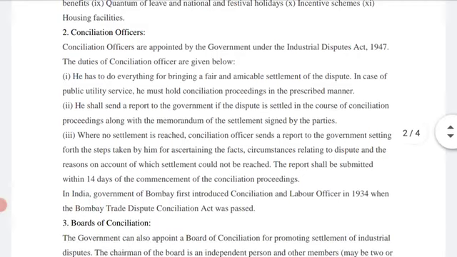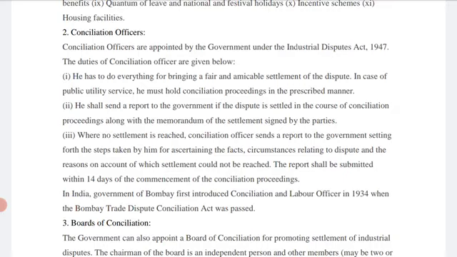Where no settlement is reached, the conciliation officer sends a report to the government setting forth the steps taken by him for ascertaining the facts and circumstances relating to the dispute and the reasons on account of which settlement could not be reached. If this conciliation officer is not able to resolve the conflict between employer and employee, then also he is supposed to forward a report in which he mentions the steps taken by him.